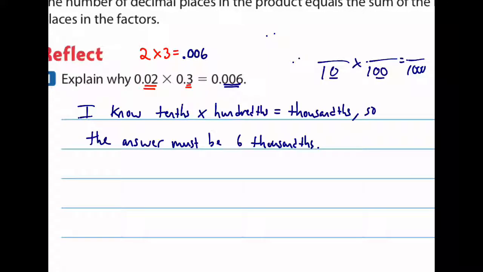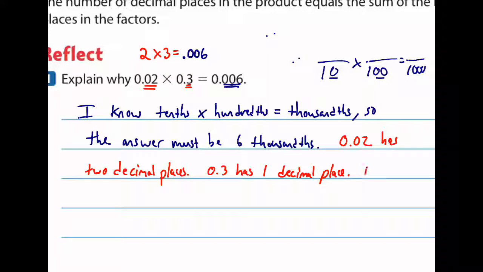But I'm also going to add here: 0.02 has 2 decimal places. 0.3 has 1 decimal place. The answer must have 3 decimal places.